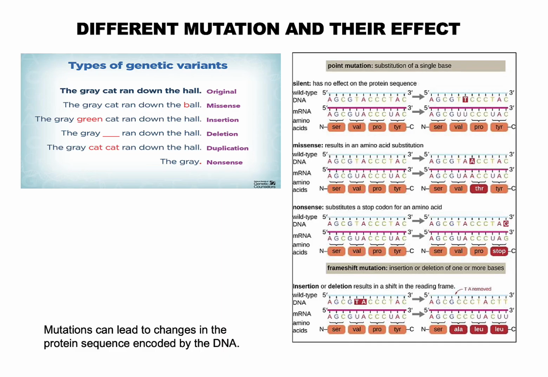Mutations in DNA can be categorized based on how they modify the DNA sequence. A common type is a point mutation, which involves substituting one base for another. Additionally, mutations can occur through insertions, where one or more bases are added, or deletions, where one or more bases are removed from the DNA sequence.